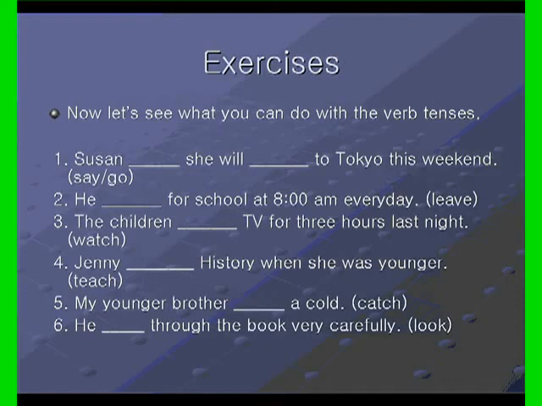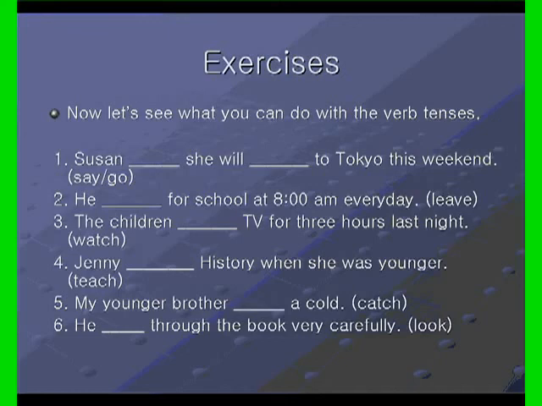Number three: the children TV for 3 hours last night. And we're going to use the word watch. So once again, it should be: the children watched TV for 3 hours last night. That was pretty easy because watch is, that's right, a regular past tense verb. So we're going to add an ed and change that to watched.